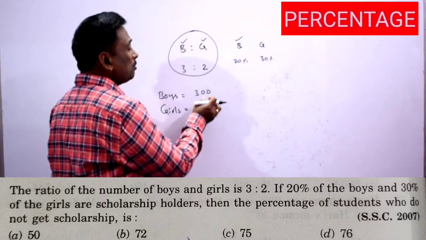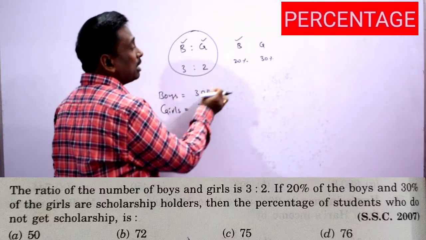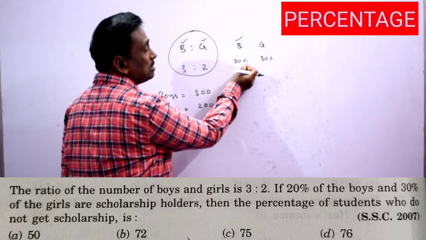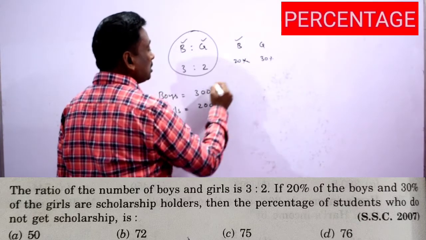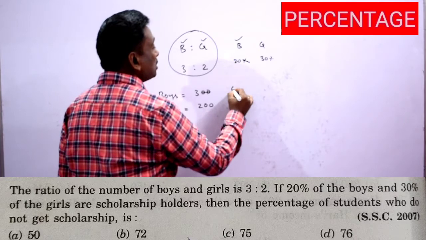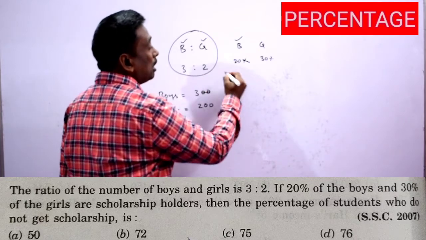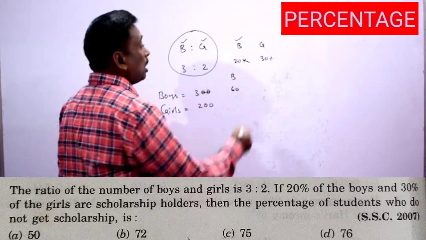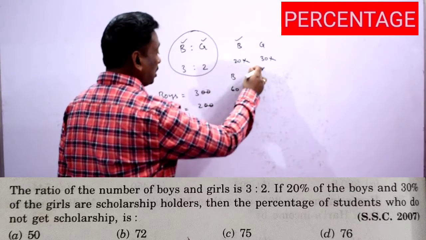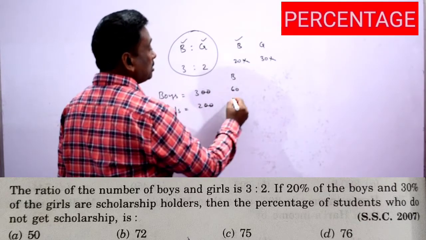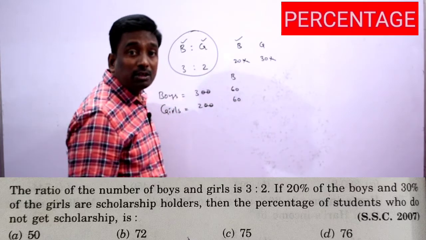I am assuming 300 because the percentage symbol is there, and we can cancel the two zeros directly. 3 into 20 is 60, so 60 boys are scholarship holders. Similarly, the percentage and two zeros cancel, and 30 into 2 is again 60, so 60 girls are scholarship holders.